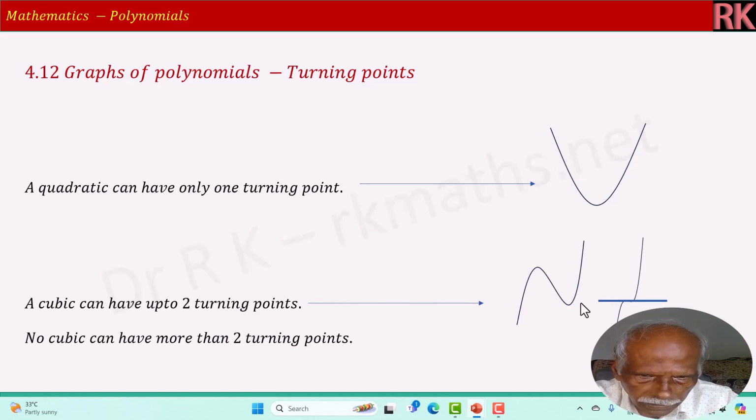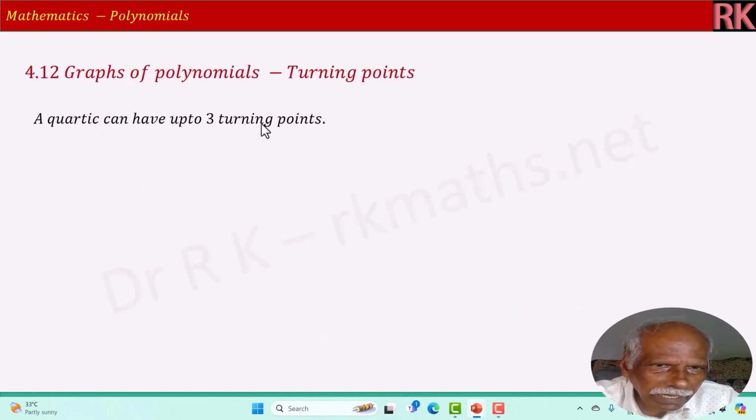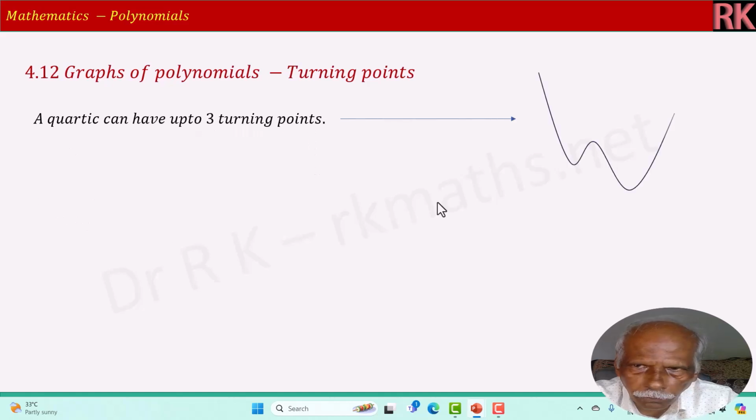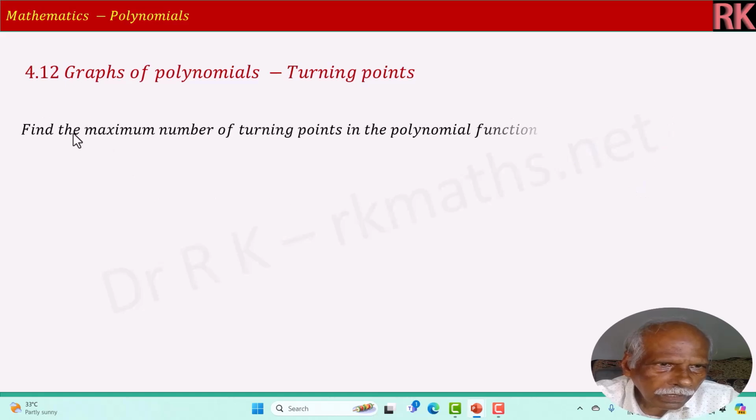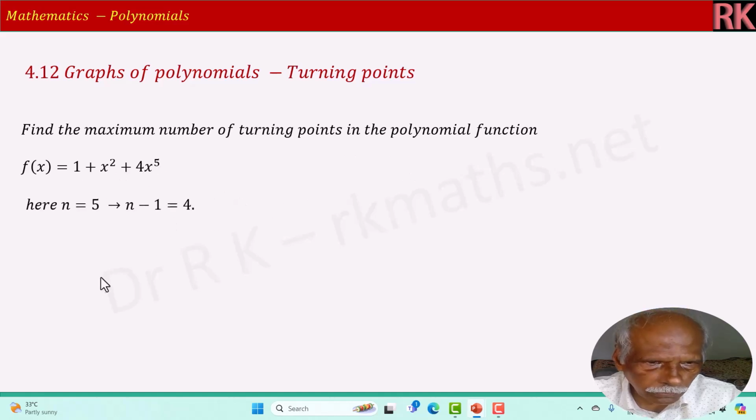Therefore, these are all the curves. A quartic can have up to 3 turning points because the degree is 4. So 1, 2, 3 turning points are there. Find the maximum number of turning points in the polynomial function f of x equals 1 plus x squared plus 4x to the power 5. n is equal to 5 here. Therefore, n minus 1 is equal to 4. Maximum 4 turning points are allowed.